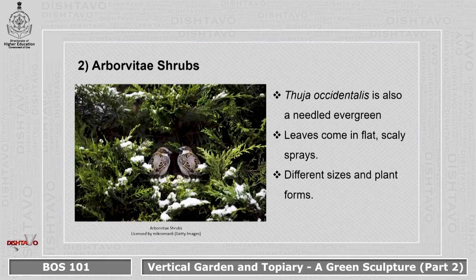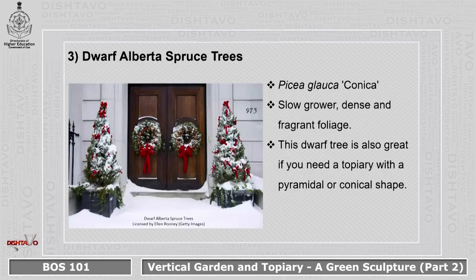We have arborvitae shrubs as well, and one of the main plants in this category is Thuja occidentalis. This we grow in our gardens, and once again it is a needled evergreen, and the leaves are flat. Although they are needle type, you can see here the shape of the leaves. They come out in scaly sprays, and you can get different sizes and different plant forms by pruning or shaping Thuja occidentalis.